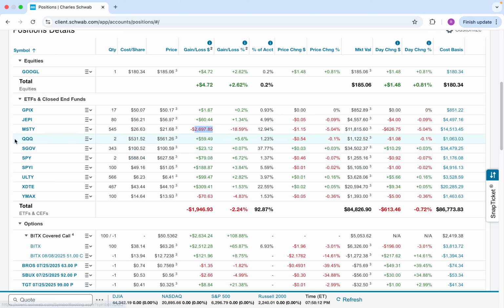So next one would be QQQ. I have 2 shares of just the QQQ index, a little bit more geared towards growth there.